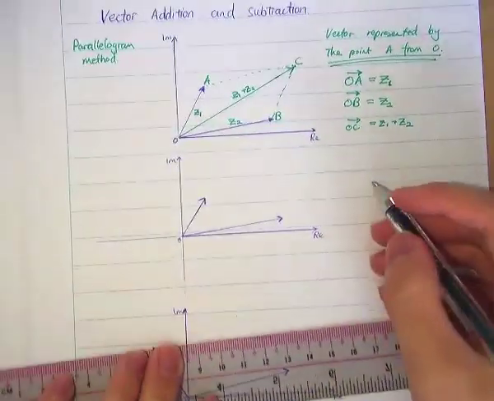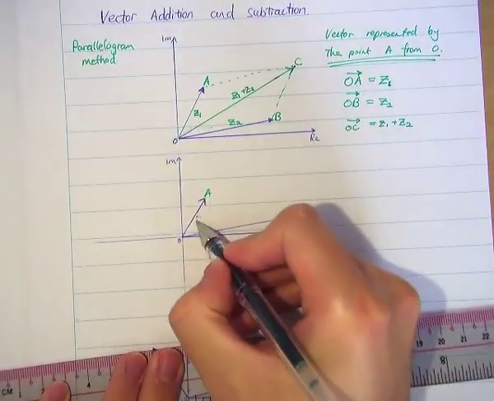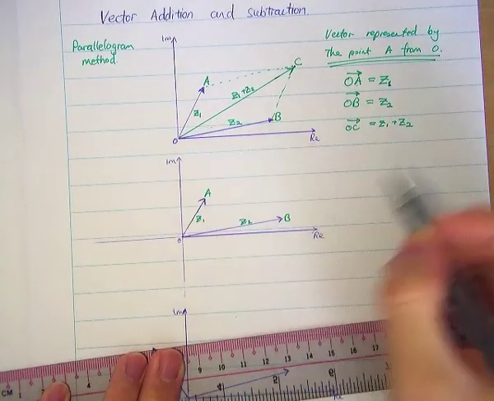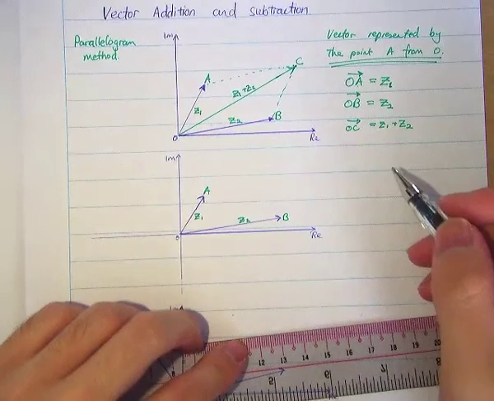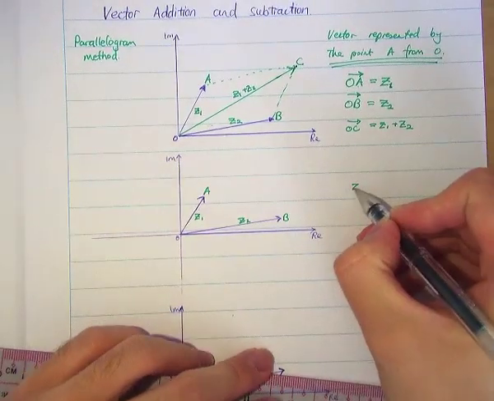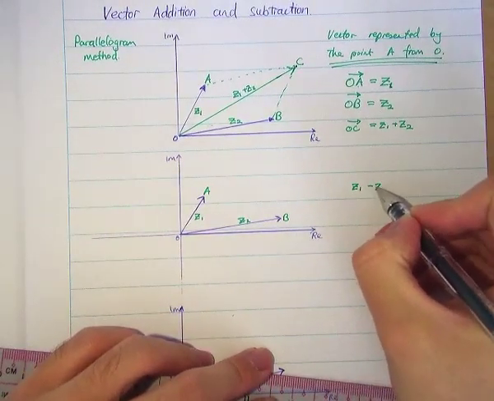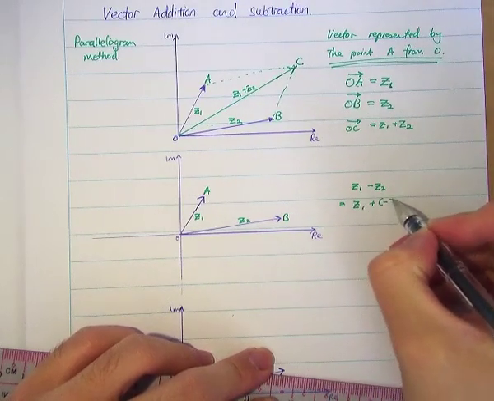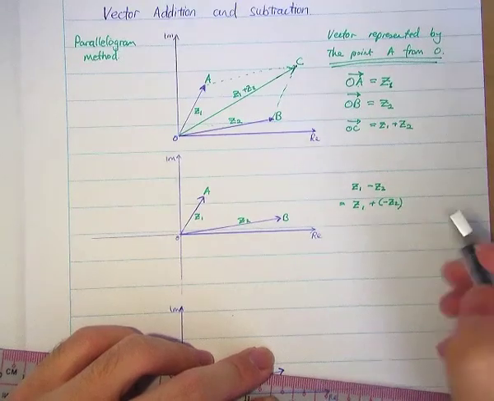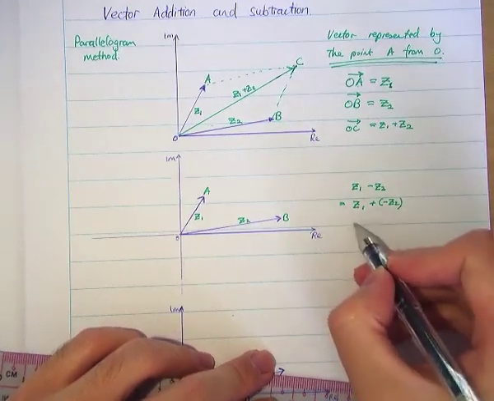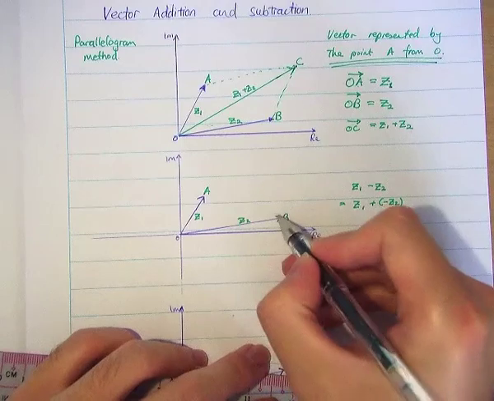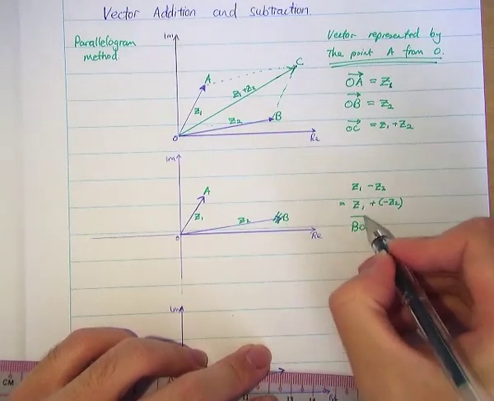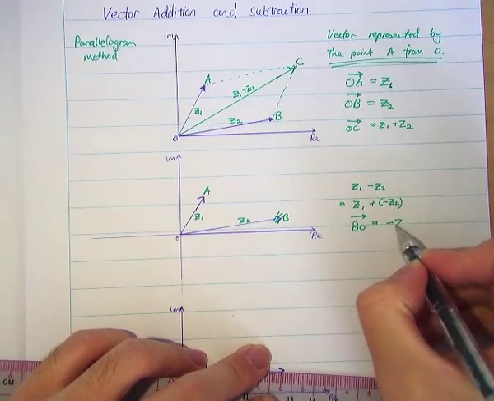Now, let's say we're interested in subtracting Z1 and Z2, given the same vectors. According to the parallelogram method, if we're trying to do Z1 minus Z2, we're really trying to do Z1 plus the negative version of Z2. So to describe what the negative version of Z2 is, we reverse the direction. So instead of having OB, we're going to have BO, because BO is negative Z2.